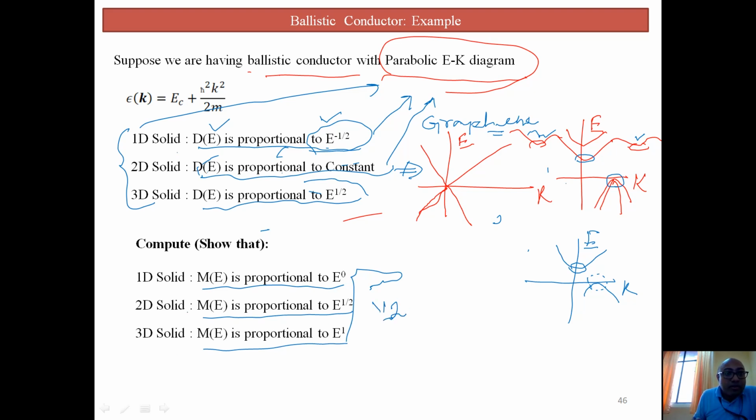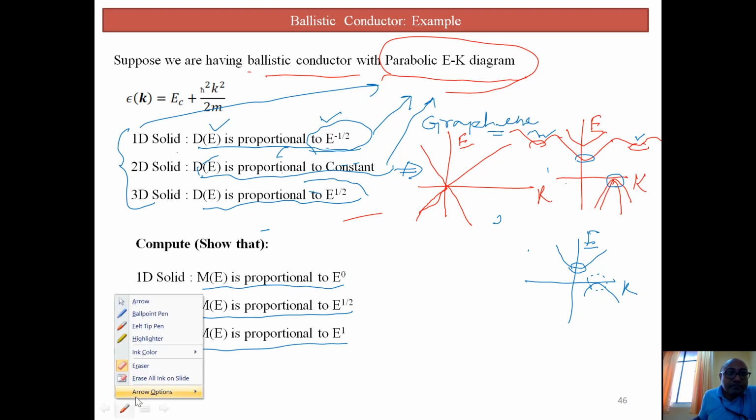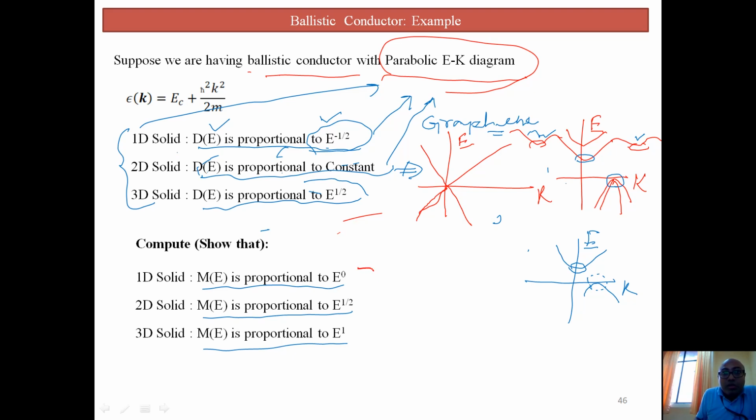Sorry, I have to apply some eraser here. So you see, this is only for a parabolic diagram. It is not true for others, so be careful about these things.